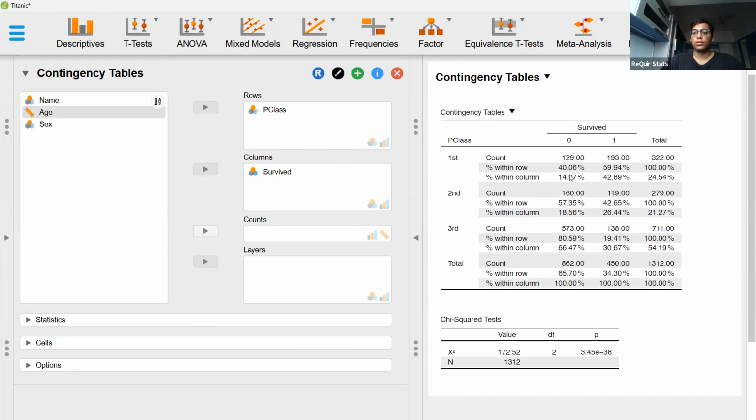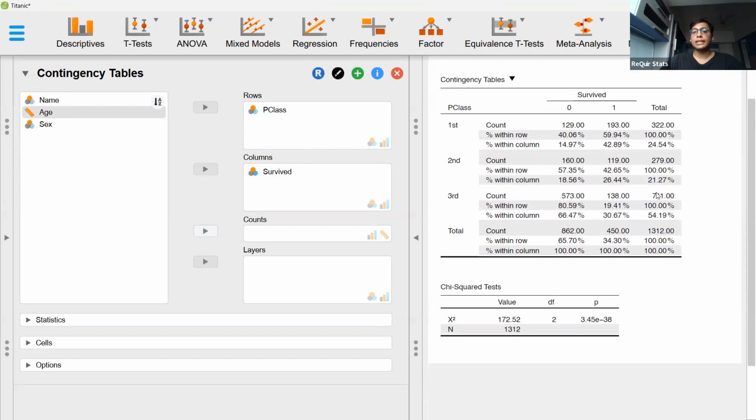Okay. So in column percentages, we see that the majority of those who died were in third class, 66%. And the majority of those who survived were in first class. So if we interpret the row percentages, in passengers in first class, 60% were likely to survive. In second class, 42% survived. Third class, only 19% survived.